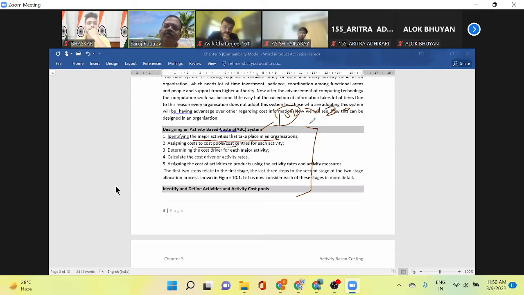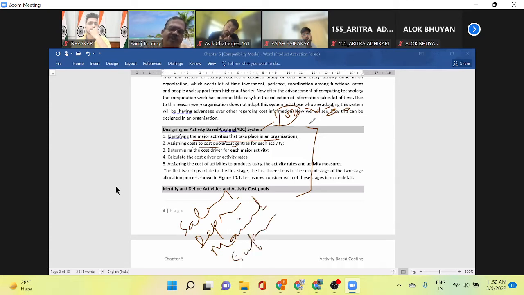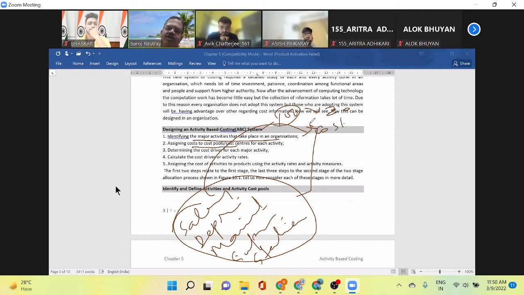Then we collect cost in different ways. How do we incur cost? We pay salary. We incur depreciation. We pay maintenance. We pay supervisor salary. We incur expenses for stationery. This is how we incur the cost. Now these costs are to be allocated to the cost pools. How much is machining cost?